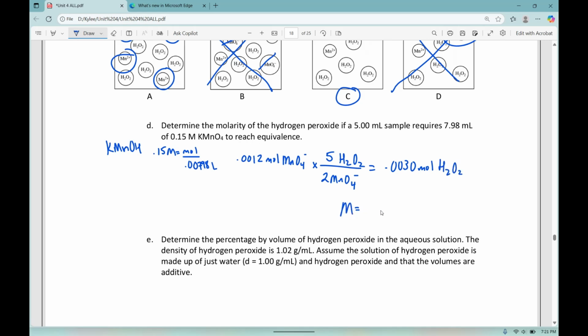Similar to what we did before, we want the molarity. So I'm going to take my newfound moles and divide it by the volume of peroxide that I used. And it says here in the problem that I used 0.005 liters. All right, so this tells me that my peroxide solution is 0.6 molar.